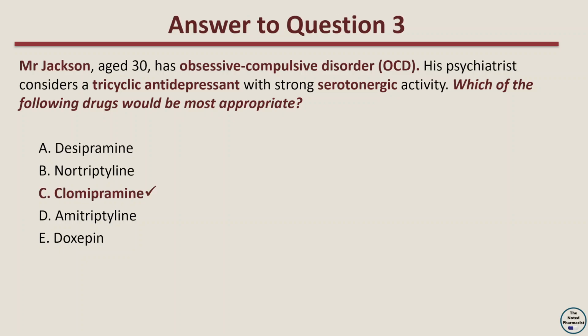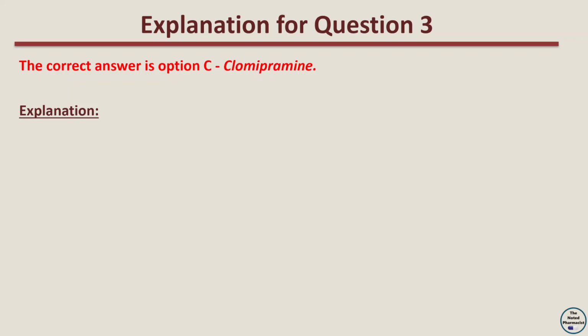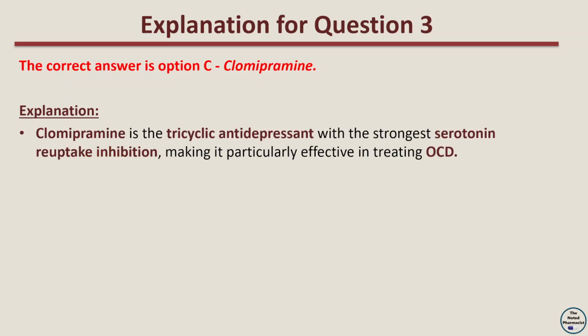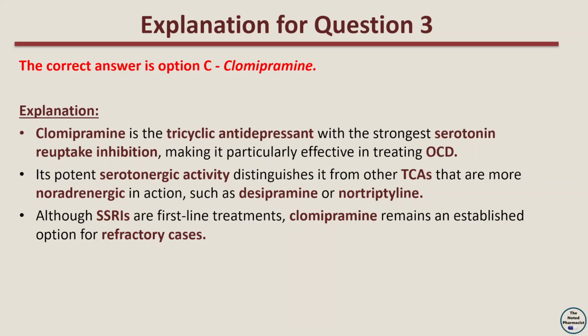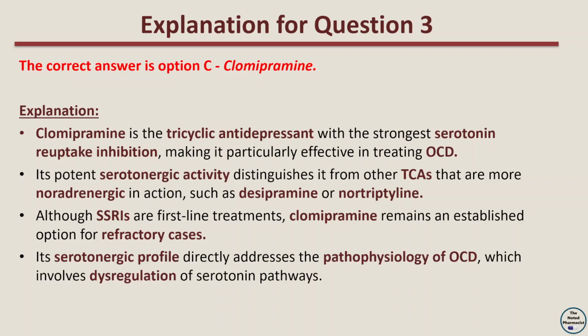The correct answer is option C, clomipramine. The explanation is that clomipramine is the tricyclic antidepressant with the strongest serotonin reuptake inhibition, making it particularly effective in treating obsessive-compulsive disorder. Its potent serotonergic activity distinguishes it from other TCAs that are more noradrenergic in action, such as desipramine or nortriptyline. Although selective serotonin reuptake inhibitors are first-line treatments, clomipramine remains an established option for refractory cases. Its serotonergic profile directly addresses the pathophysiology of OCD, which involves dysregulation of serotonin pathways.